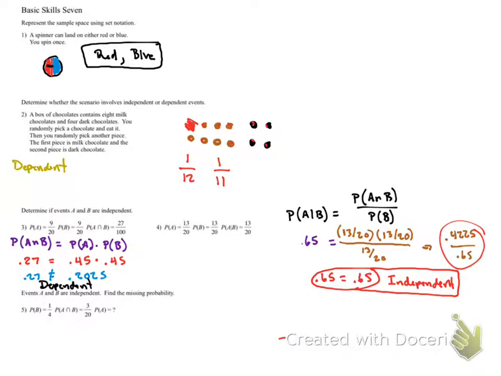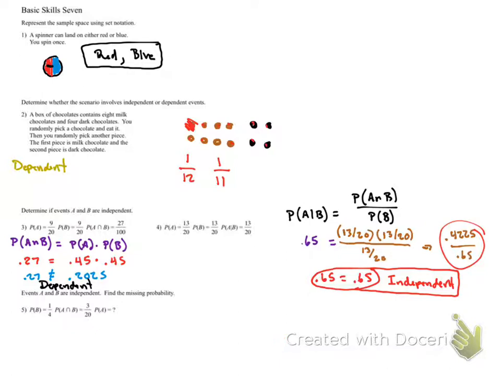Okay. Let's look at number 5. Number 5 tells us that events A and B are independent. So we know they're independent already. So find the missing probability. This is going to require some algebra.